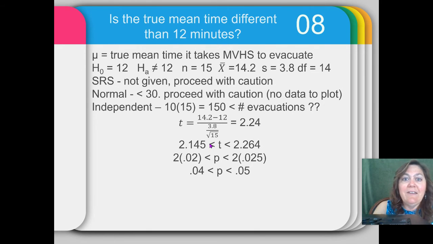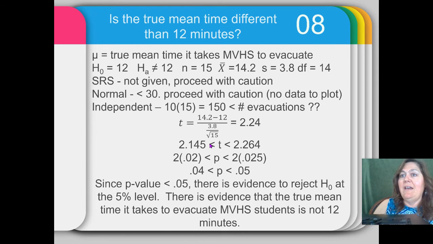So if I have a significance test of alpha 0.05, right there, I know I can reject my H0 because P is between 0.04 and 0.05, less than 0.05. It's less than alpha at 0.05. So I have statistically significant evidence to go ahead and reject the H0, saying that the true mean time is probably different than 12 minutes for us to evacuate. Okay? All right.